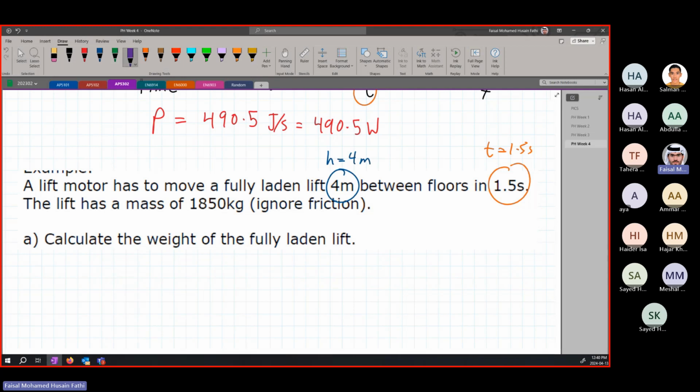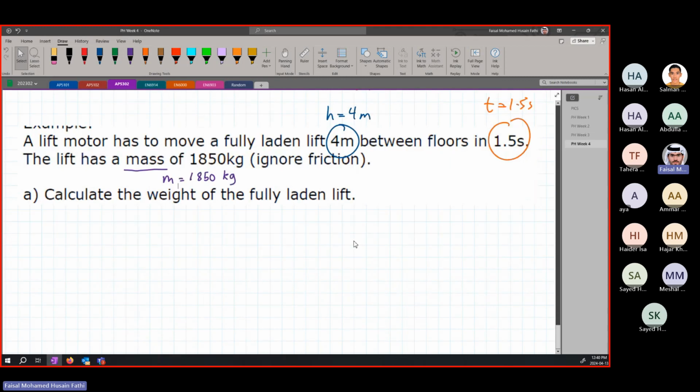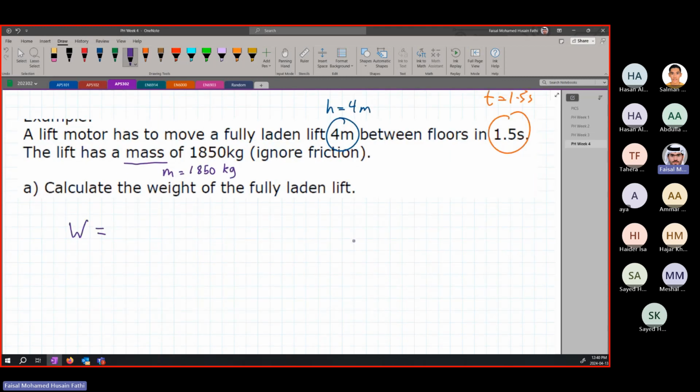The lift has a mass of 1,850 kilograms. So this is your mass. Calculate the weight of the fully laden lift. So how do we calculate weight? Very simple. Weight is mg, which we know from early on. So it's going to be 1850 times 9.81, which is 18148.5 newtons. Okay, that is our weight.